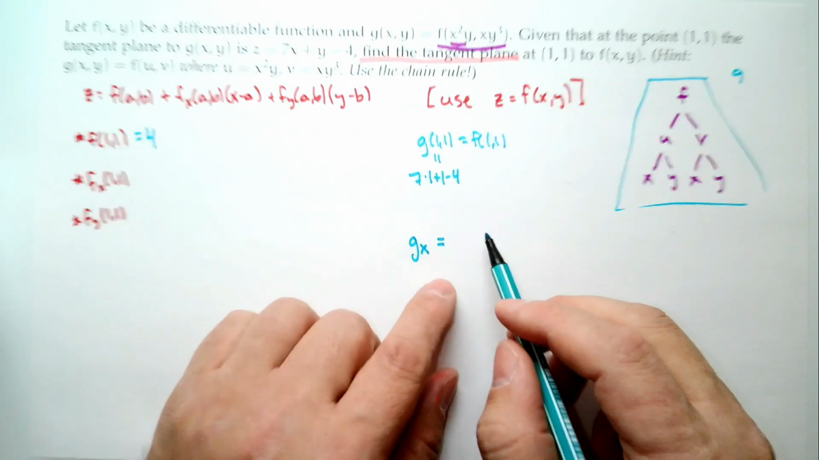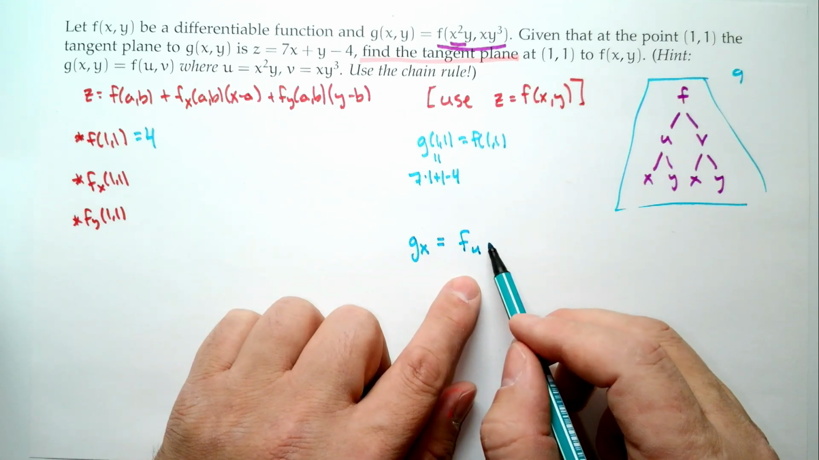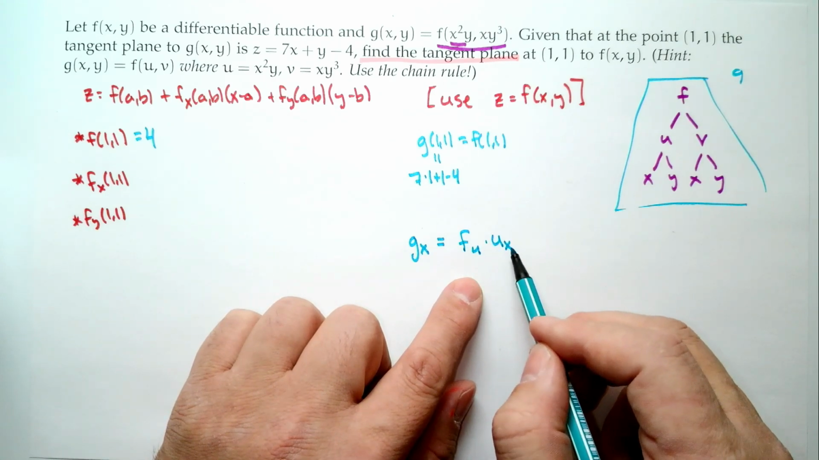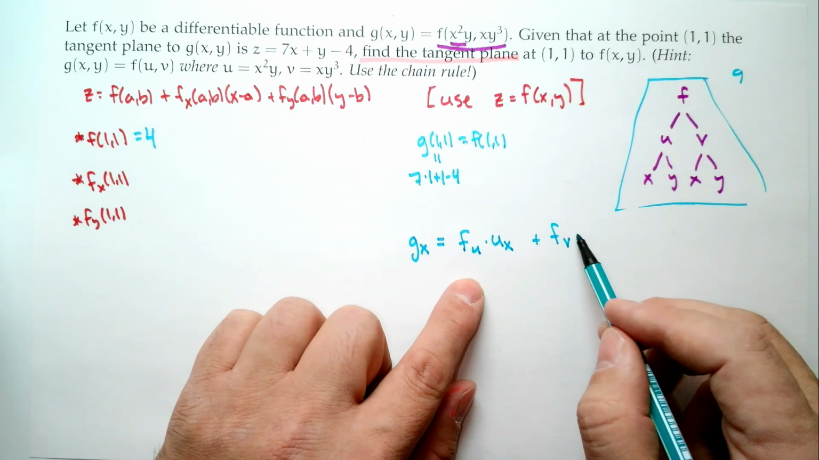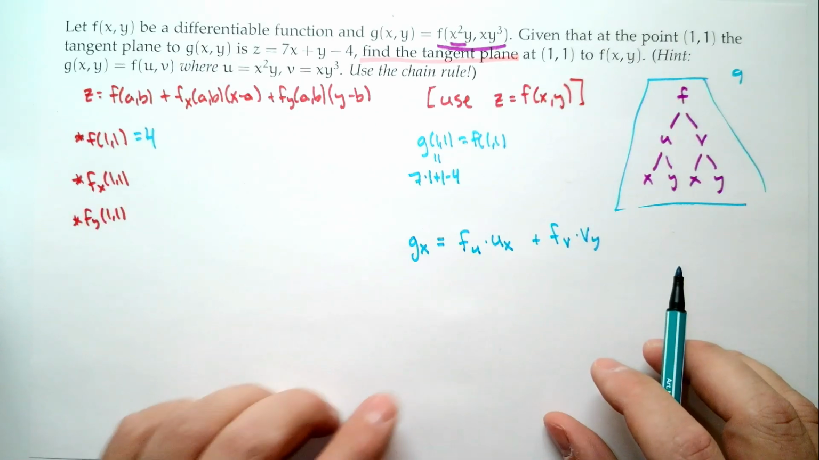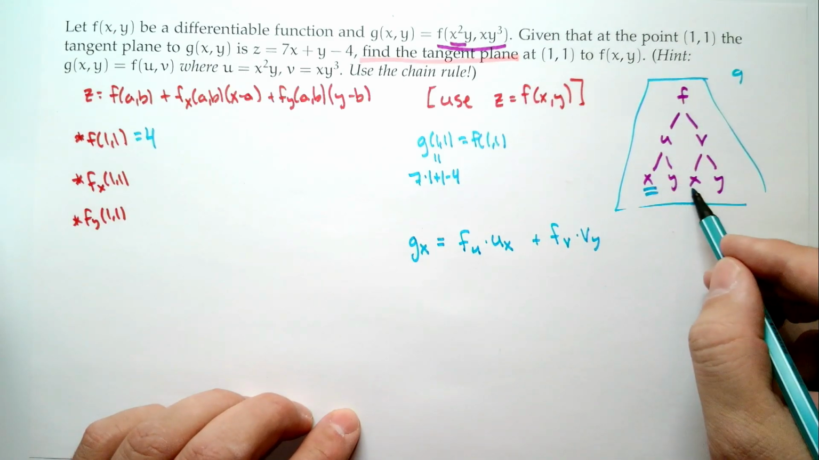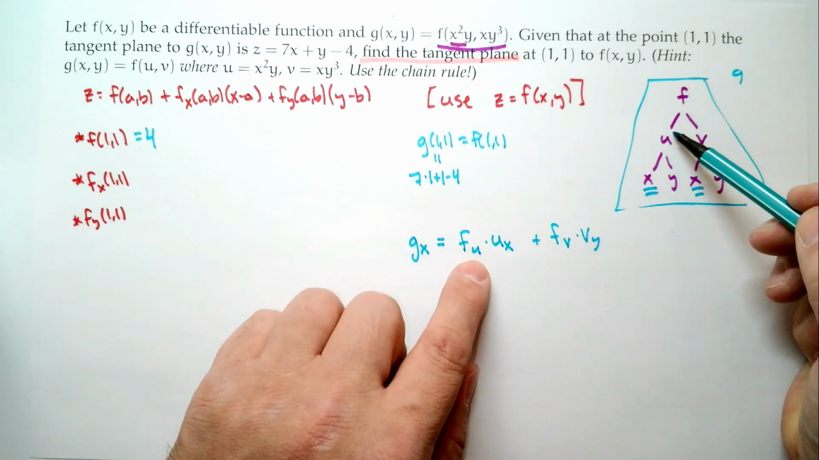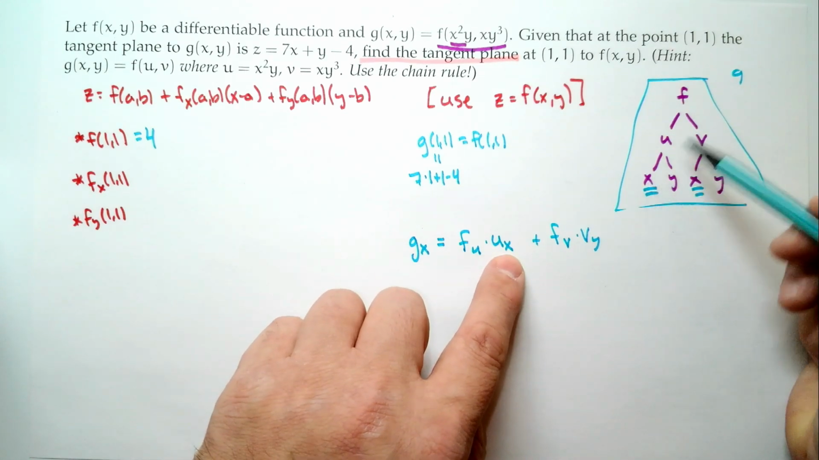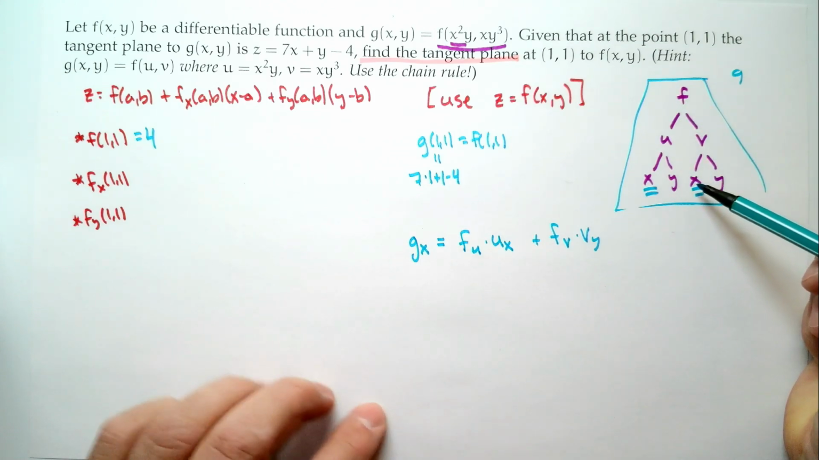That would be, according to the rule, f with respect to the first slot times u with respect to x, plus f with respect to the second slot times v with respect to x. So what I'm doing here is going through and saying, where are my x's? How do I get to that? Well, take the derivative of f with respect to u, take the derivative of u with respect to x, take the derivative of f with respect to v, take the derivative of v with respect to x.